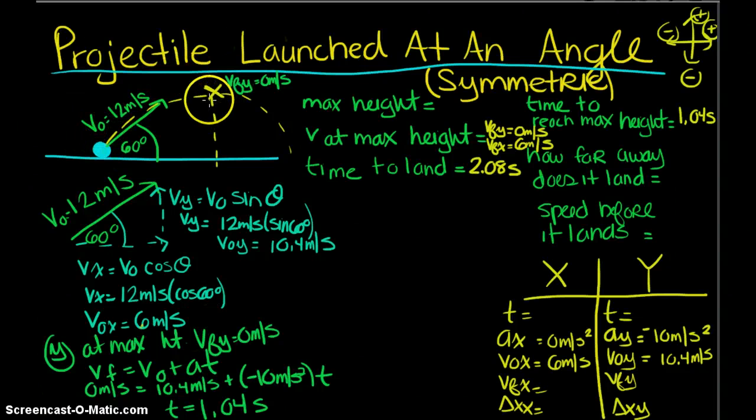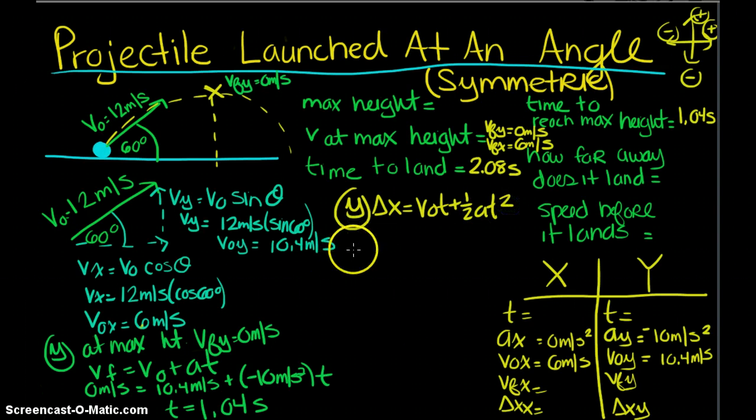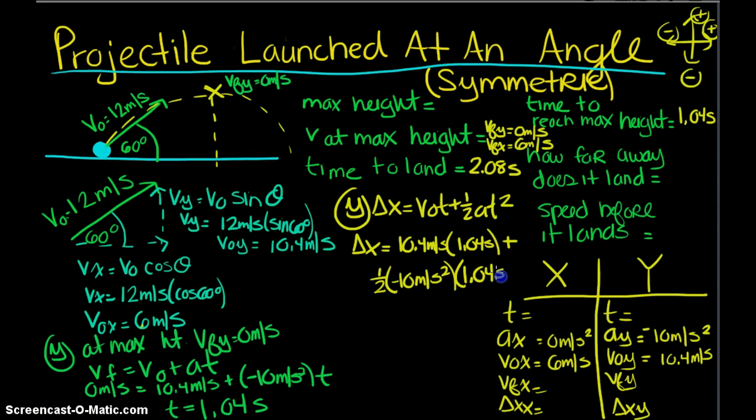All right, now to find maximum height, we need to use this time, the time it takes to achieve maximum height, or half of the time of the entire flight. So what I'm going to do is, in the Y direction, I'm going to use the delta X equation to find delta X in the Y. V initial in the Y this time is 10.4. And our time is 1.04 seconds. Plus, I'm going to run out of room, so I'm just going to put it underneath here. 1/2 negative 10 meters per second squared times 1.04 seconds, and I'm going to square that entire time term.